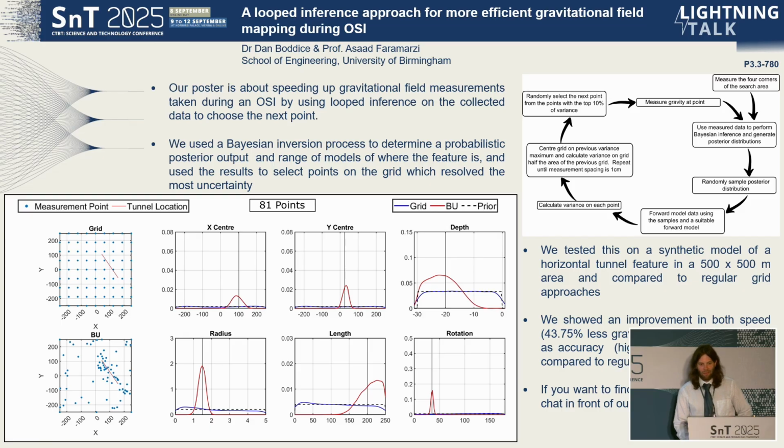So what I've developed here is a way of speeding up gravitational measurements by effectively locating where the samples are. I'm doing this using an information based approach. I'm doing an inversion process during the actual collection of data, and then I'm getting a posterior output out of that and a range of models which I can then draw from and find the areas of those models where the measurements are giving us the greatest uncertainty, and I go for those.